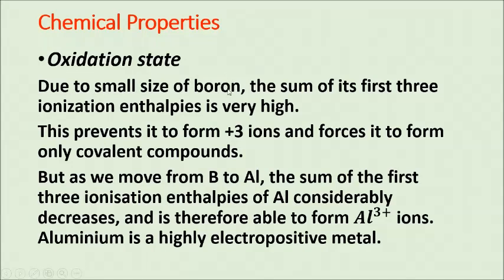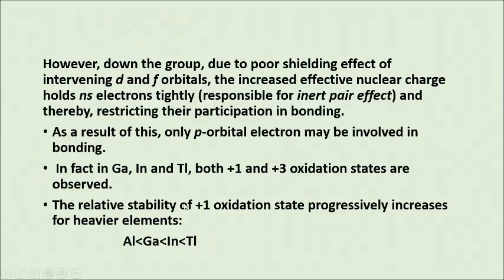Due to the small size of boron, the sum of the first three ionization enthalpies is very high, and it prevents boron from forming +3 ions or +3 cations. But as we move from boron to aluminium, the sum of the first three ionization enthalpies decreases, and it is therefore able to form Al3+ ions. And aluminium is a highly electropositive metal.